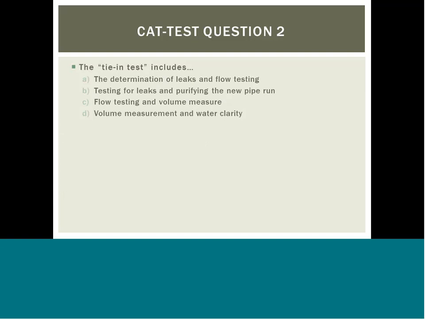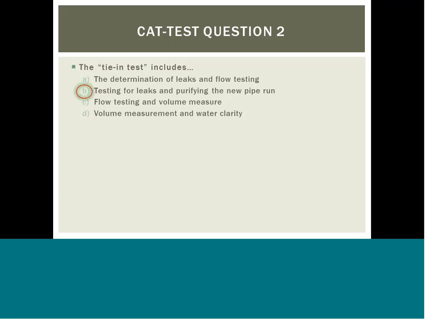CAT test question 2. The tie-in test includes A, the determination of leaks and flow testing, B, testing for leaks and purifying the new pipe run, C, flow testing and volume measure, and D, volume measurement and water clarity.